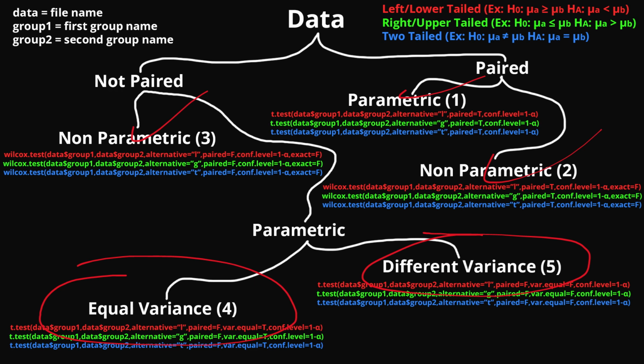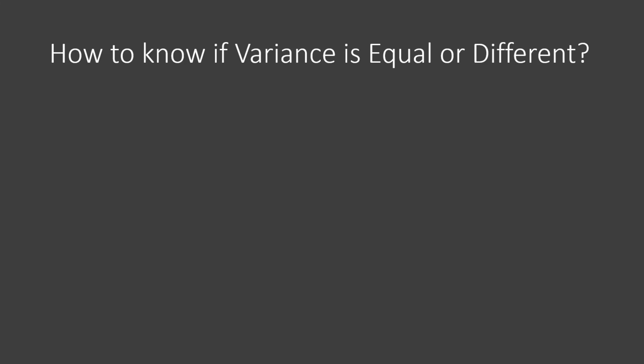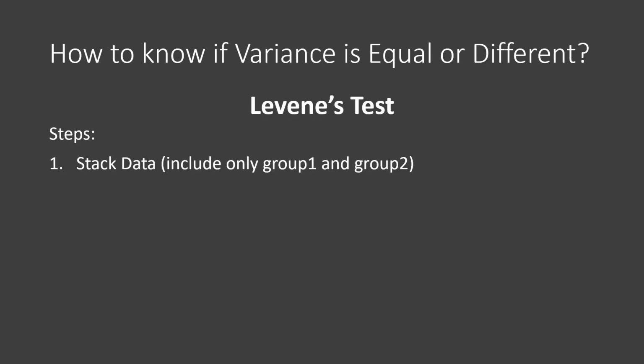On the parametric side, instead of having just its own equation, it's actually split into another two, and that'll be dependent on the variances. So how do you know if the variance is equal or different? In this case, you'll be using Levene's test, and the steps are as follows. First, you have to stack the data, and make sure that you're only using your group 1 and group 2, both, and only those two. You don't want any other data such as the X values or anything like that, just your group 1 and group 2. Stack those two.